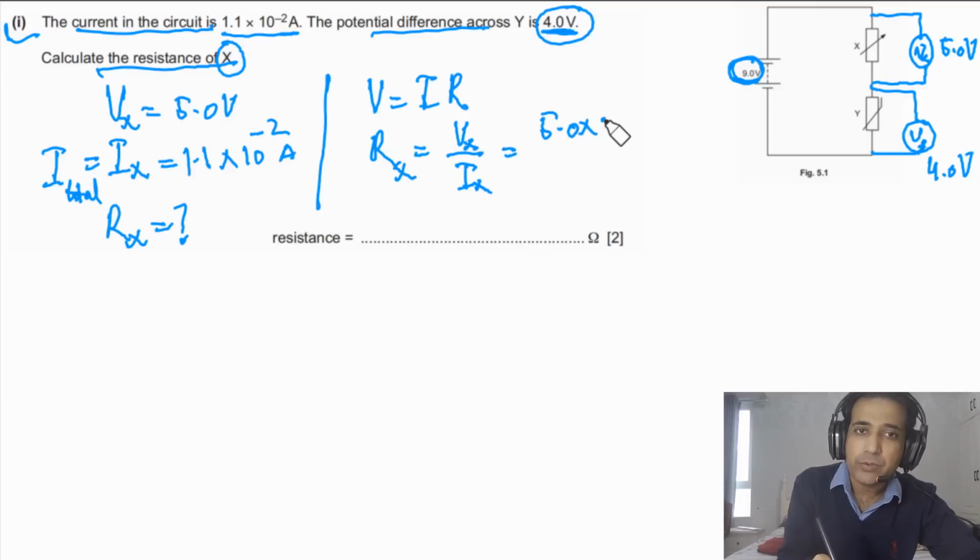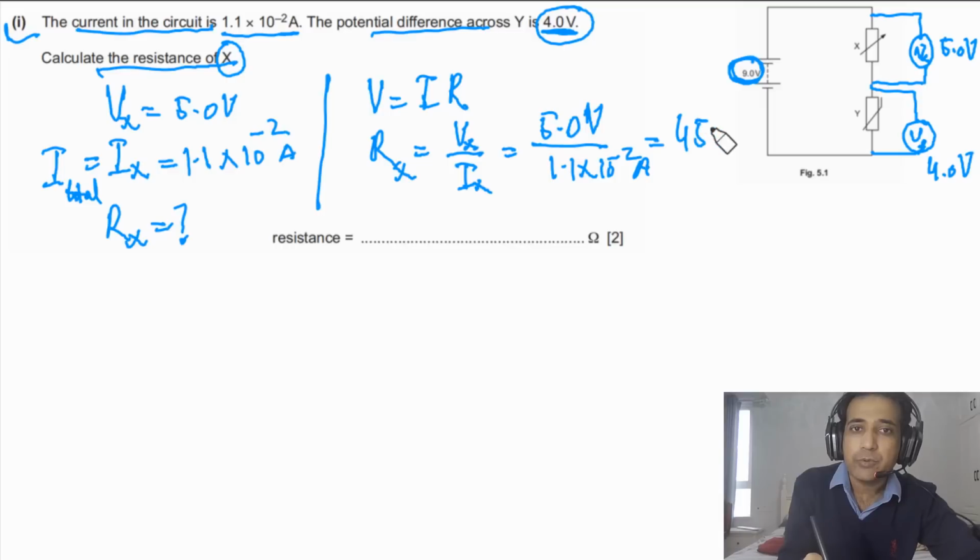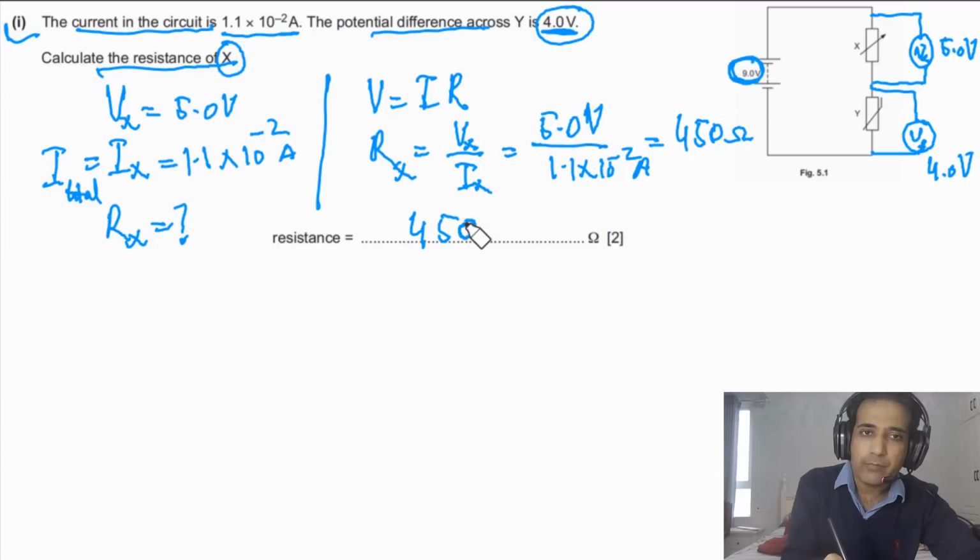We have 5.0 volts and current is 1.1 times 10 to minus 2 amperes. If we solve this up to 2SF, we will get 450 ohms, because this one is resistance. So simply you need to write down 450 because the given data has 2SF. So the final answer also should have 2SF. So this is the final answer.